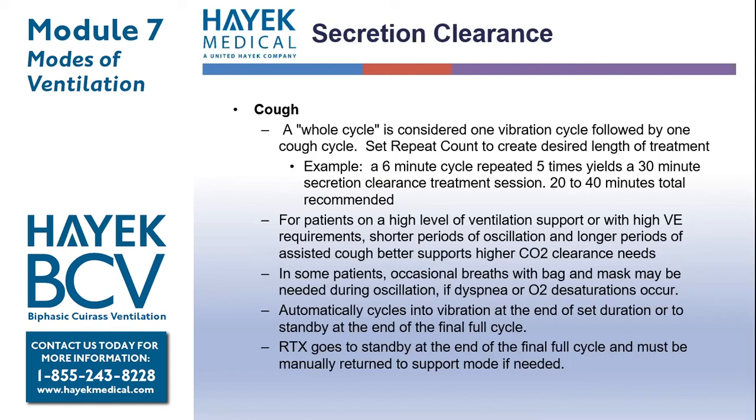For patients on a high level of ventilator support or high minute ventilation requirements, shorter periods of oscillation and longer periods of assist cough in the balance will support higher CO2 clearance needs for that individual. In some patients, occasional breaths with a bag and mask may be needed during oscillation if dyspnea or O2 desaturations occur. BCV goes to standby at the end of the final cycle and must be manually returned to support mode if needed.